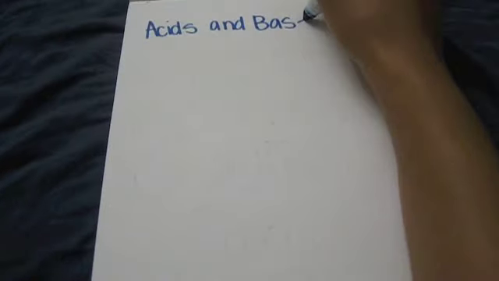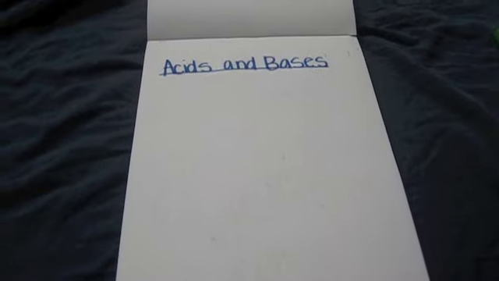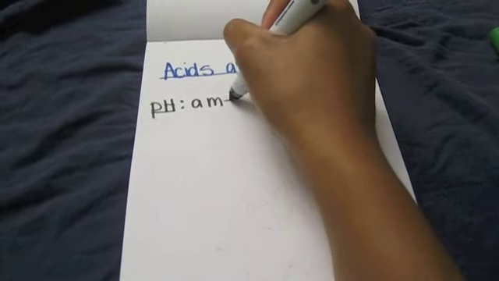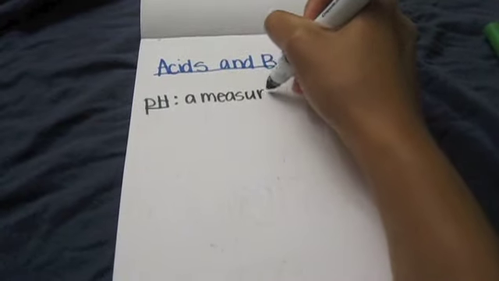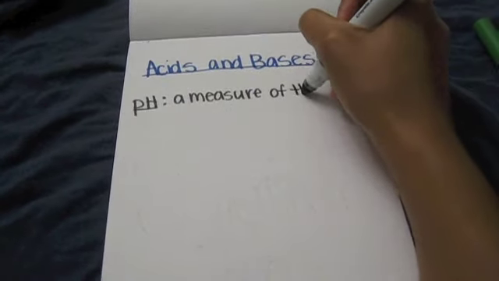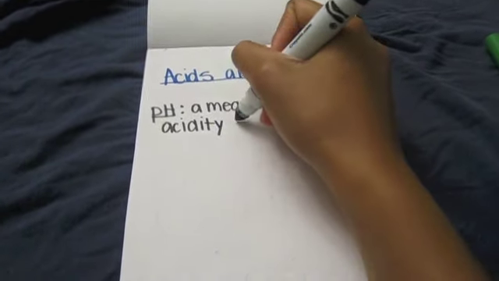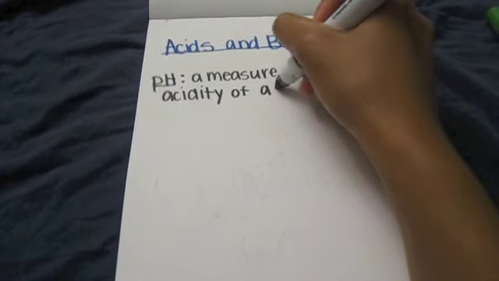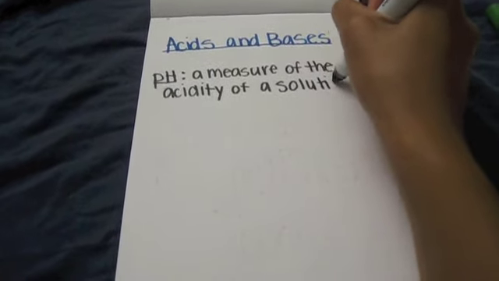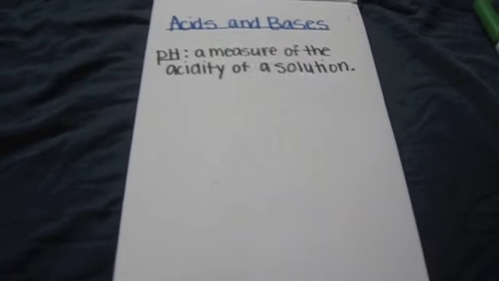pH is a measure of the acidity of a solution. A higher pH means that a solution is more basic, while a lower pH means that a solution is more acidic. There are two types of acids and bases, strong and weak. Weak acids and bases, however, are not less potent than strong acids and bases. The difference between strong and weak acids and bases is that strong acids and bases do not participate in equilibrium, while weak acids and bases do.